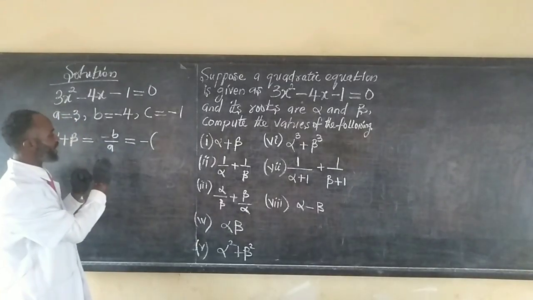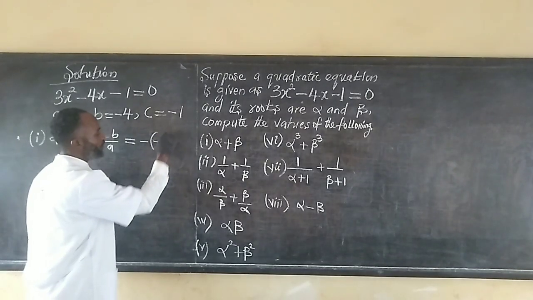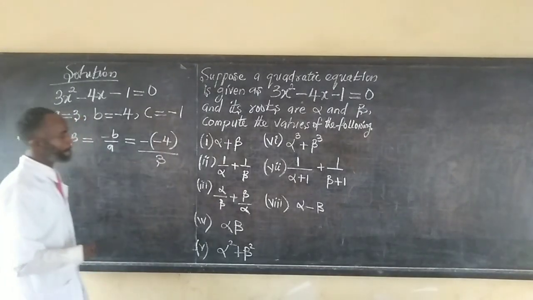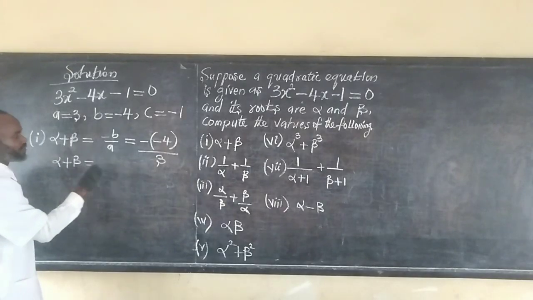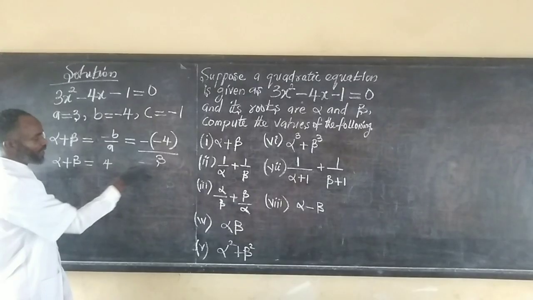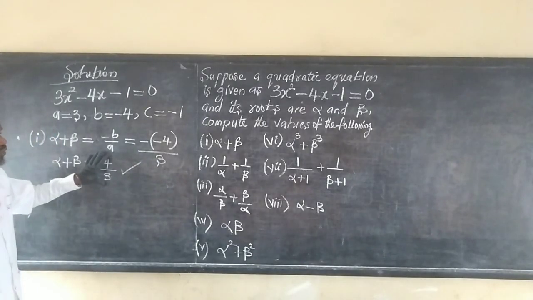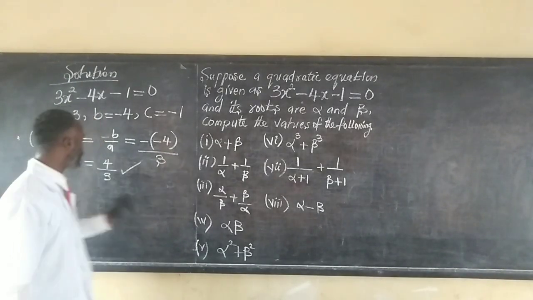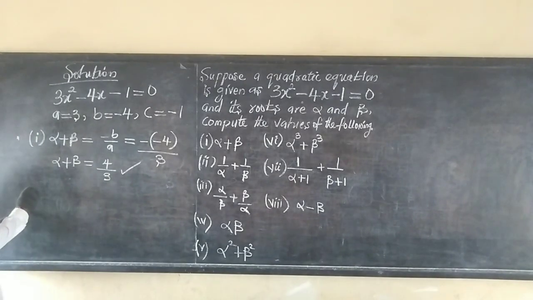Into parentheses or brackets, so to say, minus 4, which represents b, the value of b. Minus 4 all over a. A is 3, so we have this. For the simplification, we have that alpha plus beta is equal to, this times this is 4, and then all over 3, solved. So we have found the value of alpha plus beta to be 4 over 3. That's it. Then the second question, that is II. Let's see how it goes.